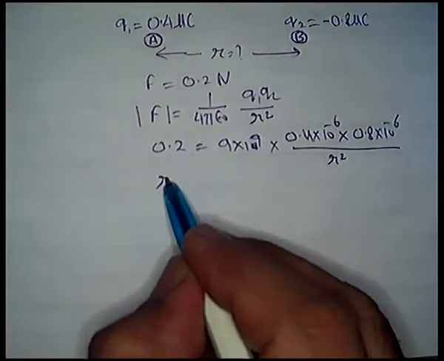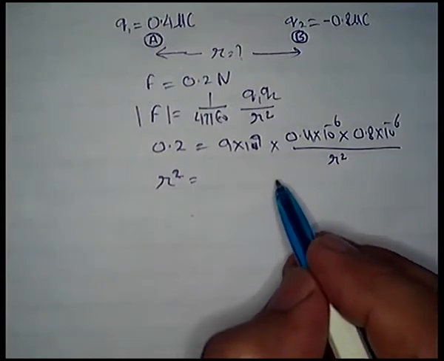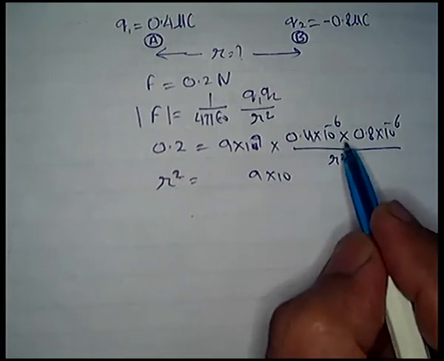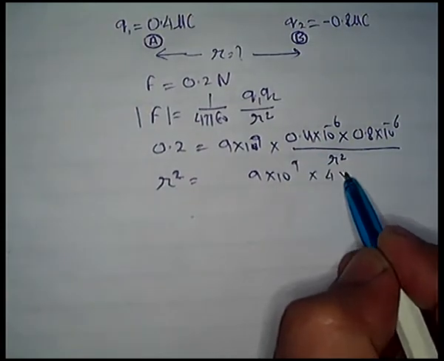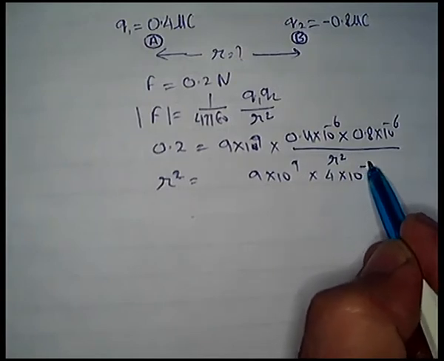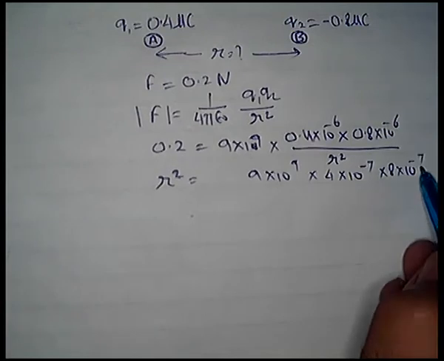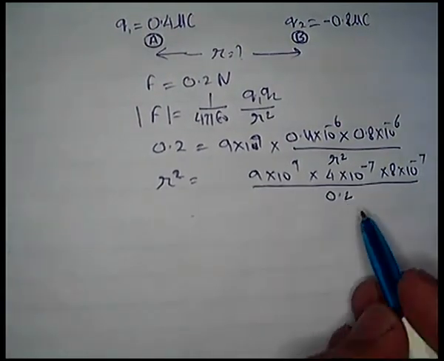Then r square is equal to 9 into 10 raised to the power 9 into 4 into 10 raised to the power minus 7 into 8 into 10 raised to the power minus 7, whole divided by 0.2.